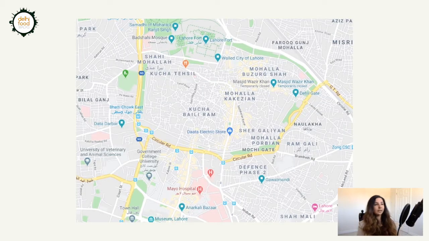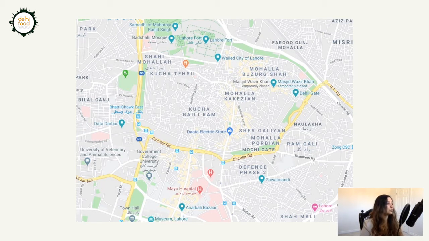Here's a closer look at Old Lahore. So we're going to be focusing on 5 major areas of Old Lahore. These are not the only areas of Old Lahore. There are other neighborhoods and bazaars, but we're going to be focusing on 5 of them, namely Anarkali Bazaar. So that's at the bottom. You'll see Anarkali Bazaar. There's a Mayo Hospital, Museum, Lahore Museum, and there's Anarkali Bazaar there.